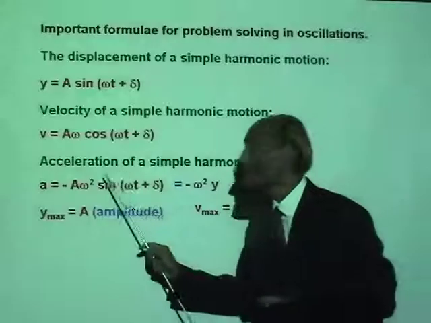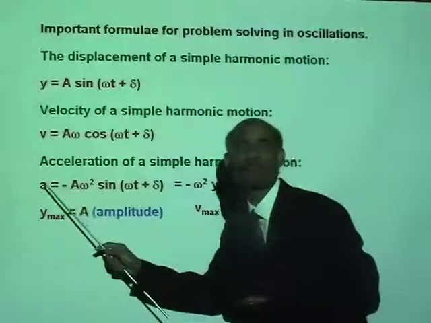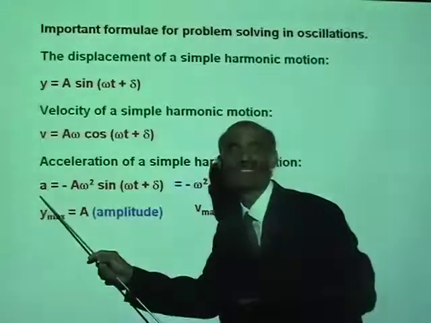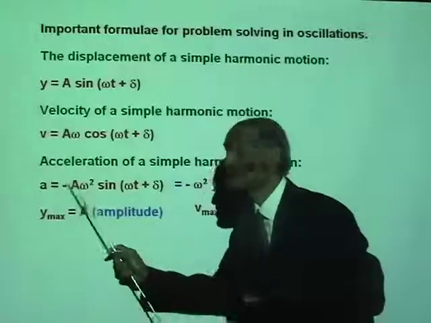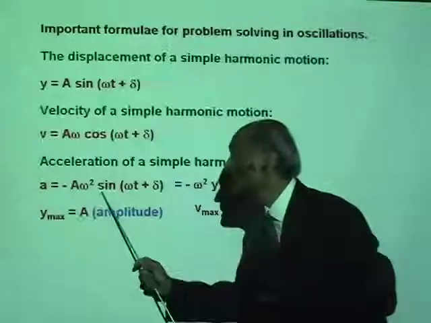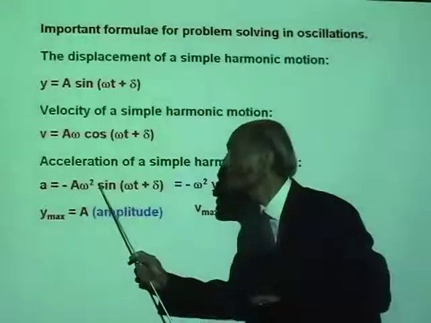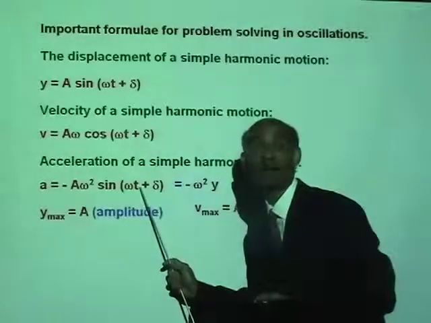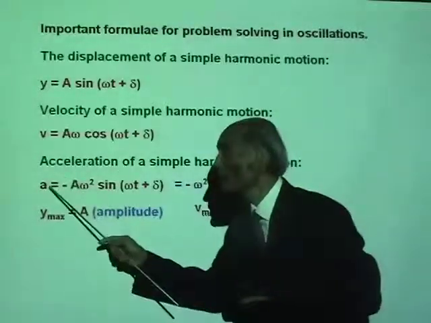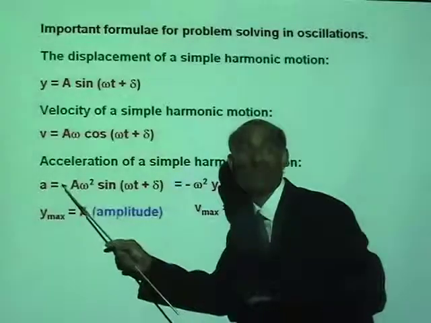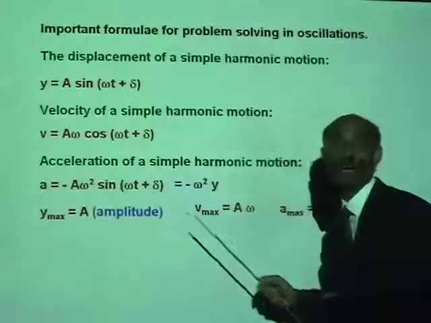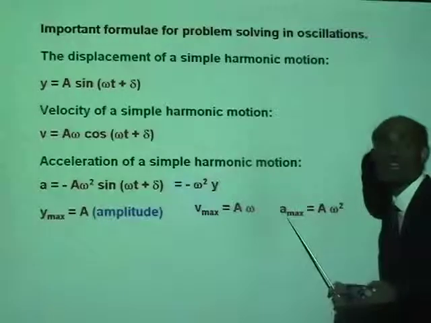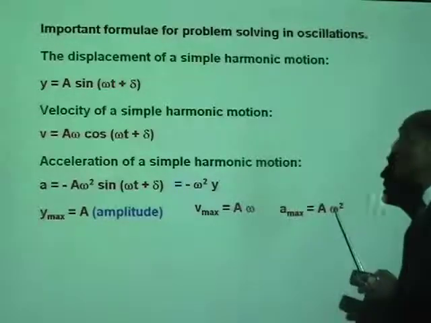Alright? In that case, tell me what is the maximum value of the acceleration? The maximum value of the acceleration occurs when the sine(omega t plus delta) becomes 1. And because we are looking for the maximum value, we will remove that negative and say maximum acceleration is A omega squared.